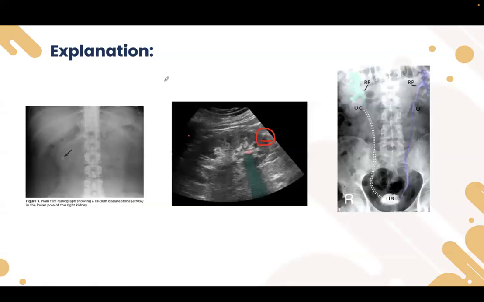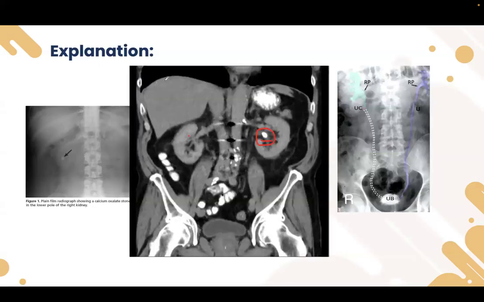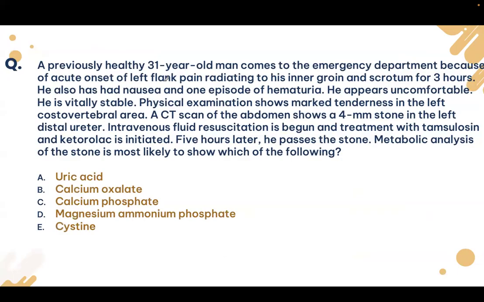Now let's move on to the second question. Here we go. A previously healthy 31-year-old man comes to the emergency department because of acute onset left flank pain radiating to the inner groin. Acute onset radiating to the inner groin. He has also had nausea and an episode of hematuria. He appears uncomfortable and he is vitally stable. There is tenderness in the left costovertebral area. CT scan shows a 4 millimeter stone in the left distal ureter.